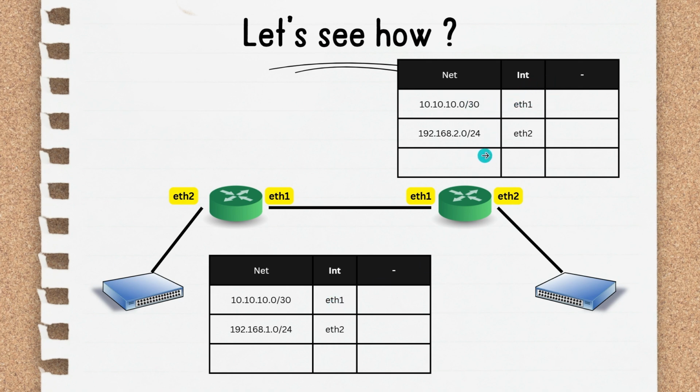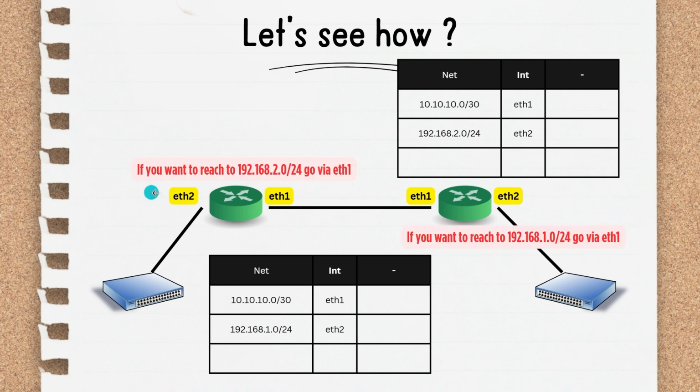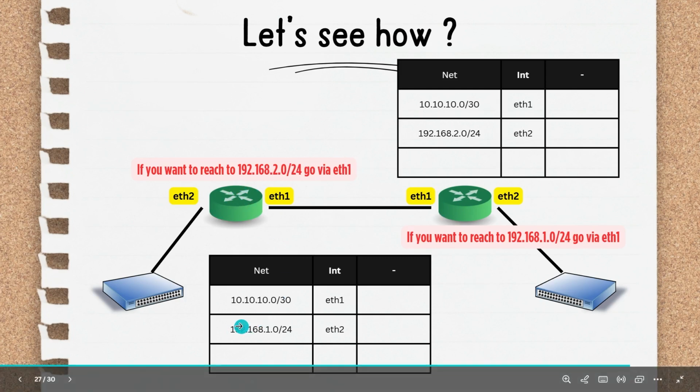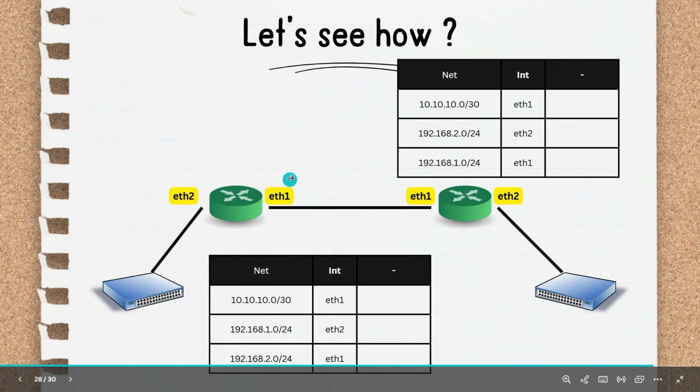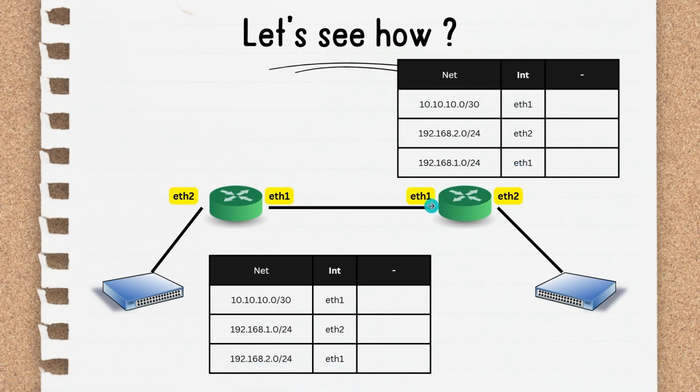Now we'll configure the static route. We'll tell this router that if you want to reach this network, 192.168.2.0, then you can go via Ethernet 1. Basically, this is the path, and it is via Ethernet 1. Similarly, to this router, if you want to reach 192.168.1.0, which is over here, you can go via Ethernet 1, because if it goes via Ethernet 1, it will land on this router, and this router knows that to go to 192.168.1.0, you can go via Ethernet 2. This makes the entry in each of these routers as this: 192.168.2.0 is reachable via Ethernet 1, and also 192.168.1.0 is reachable via Ethernet 1.